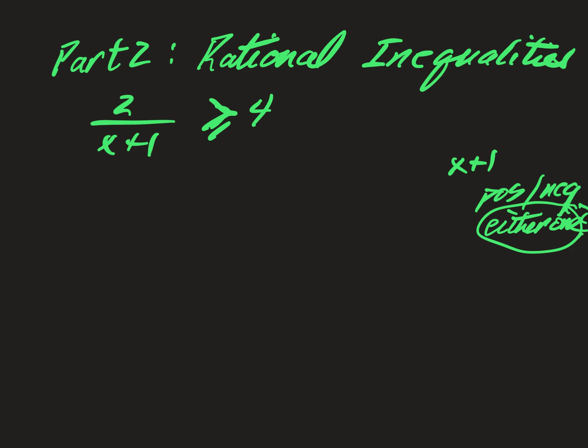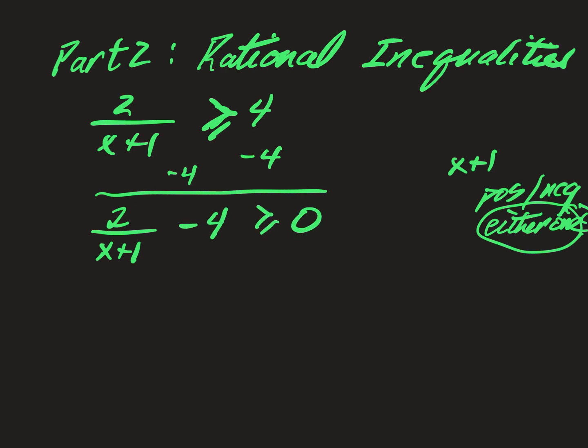And so the best way to do this problem is first get it greater than or less than 0. So you get 2 over x plus 1 minus 4 is greater than or equal to 0. So again, we're going to be comparing with 0, so we want to find the x-intercepts of this thing right here. So what do I do in this case?